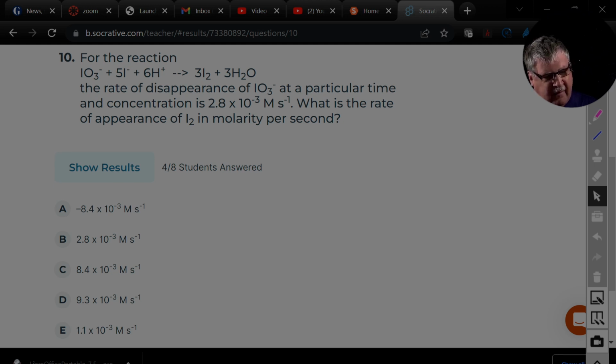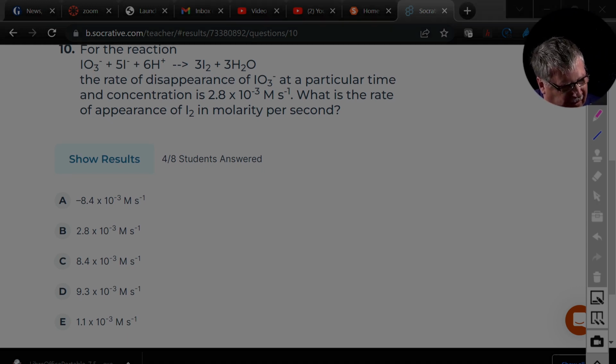How many times faster does I2 form compared to IO3 minus disappearing? That's all you have to think about here. It's not that complex. And essentially what you can say is the rate of formation.